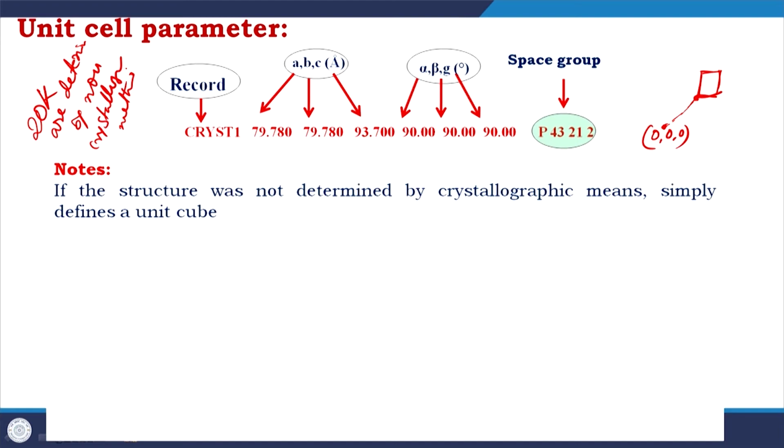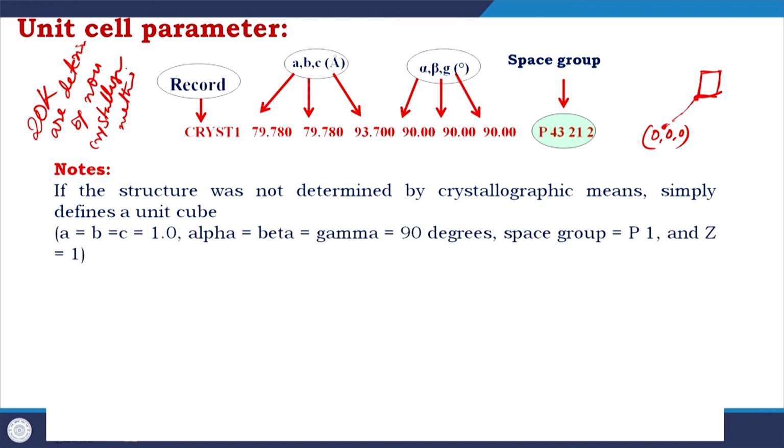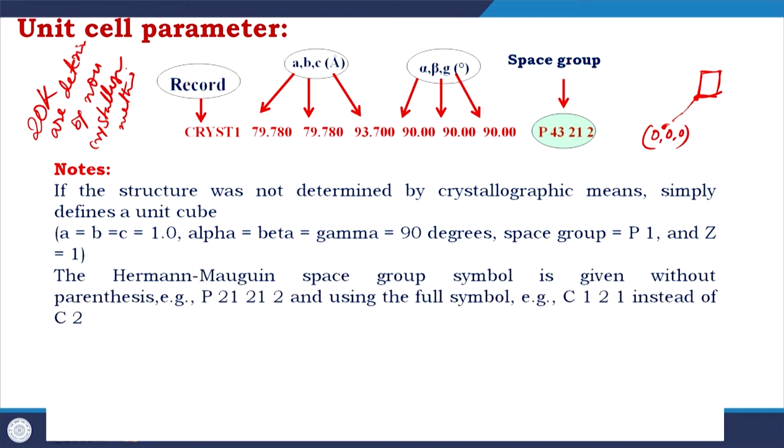To maintain the format, they also have CRYST1, but it simply defines a unit cube where a, b, c equal 1 and alpha, beta, gamma equal 90 degrees, the space group P1 and Z equal to 1. The Hermann-Mauguin space group symbol is given without parenthesis, P 21 21 2, and using the full symbol C 1 2 1 instead of C2.